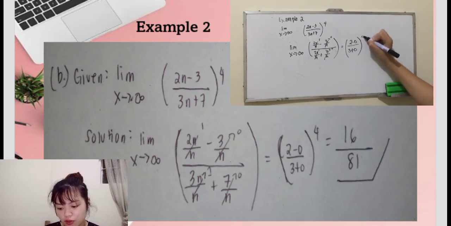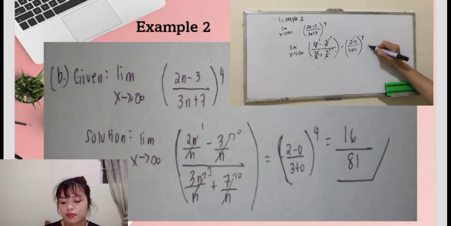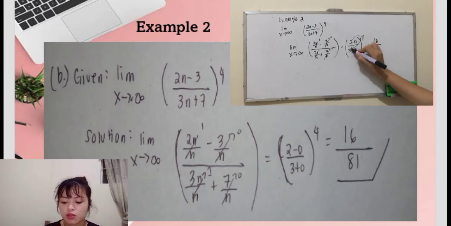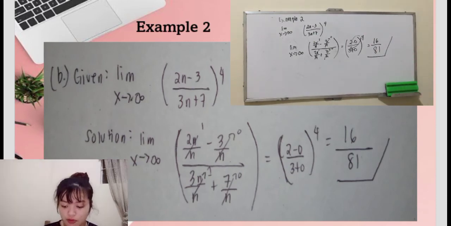So let's put the exponent to the fourth. Algebra again: it becomes 16. Distribute the 4 to the 3, and it becomes 81. So 16 over 81 is our final answer.